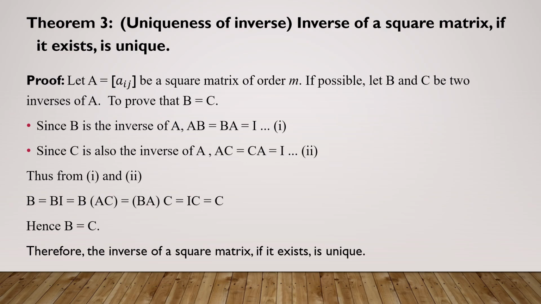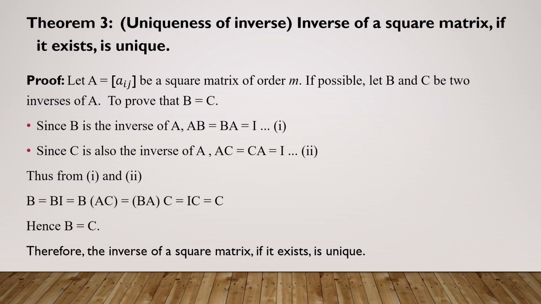Now since B is the inverse of A, by definition of inverse, A into B is B into A, which is equal to the identity matrix I. Similarly, since C is the inverse of A, AC is equal to CA is equal to I. Call these 1 and 2. Now if I want to write B, first of all I can write B as B into the identity matrix I. Any matrix can be written as matrix into the identity matrix. Now what is I? I can write it as AC.